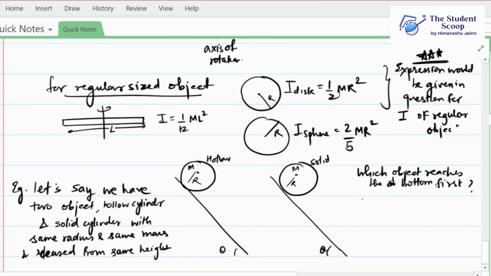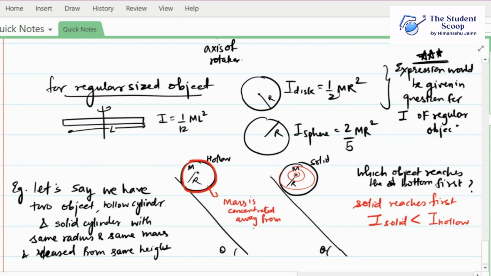Yes, the solid reaches first. Why? Because the moment of inertia of the solid is lower than the moment of inertia of the hollow one. Now, how do we know that? Because understand this, for the solid, all the mass is equally distributed about the center, correct? But for the hollow one, the mass is concentrated away from the axis.